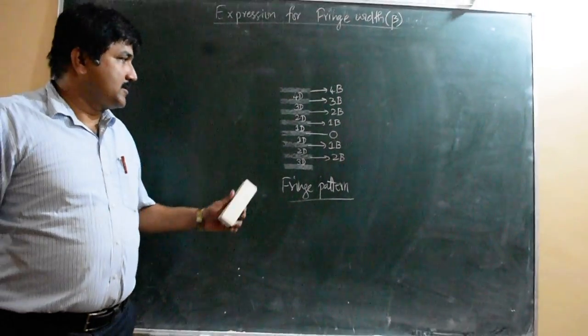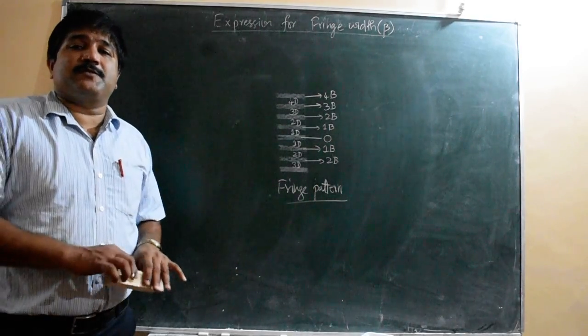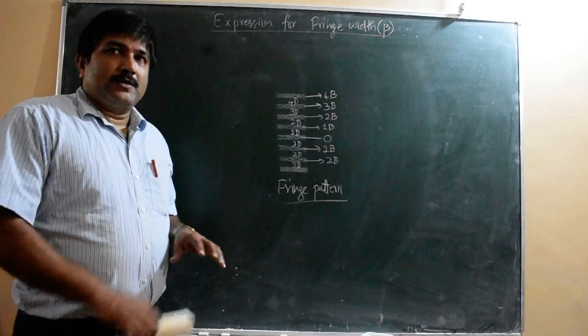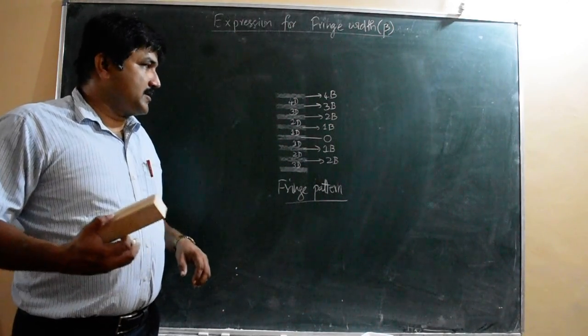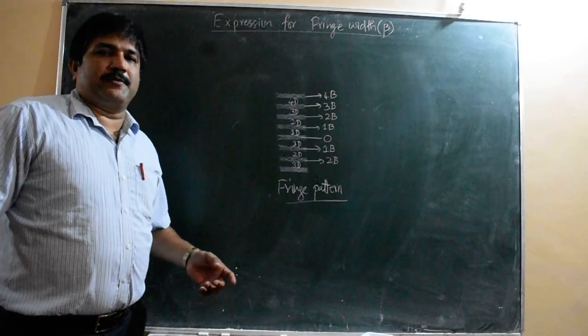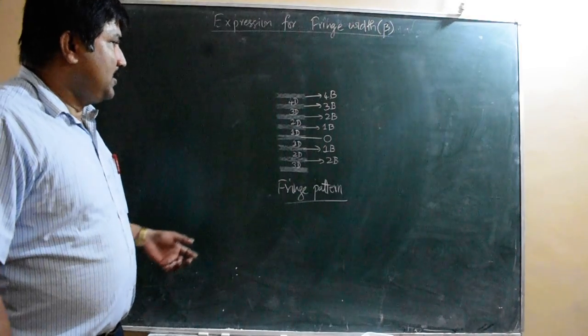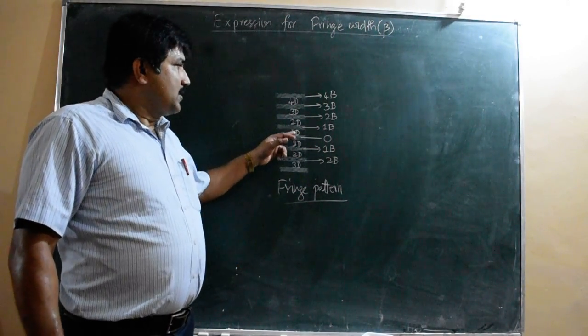Okay, dear students, today I am going to derive the expression for fringe width in Young's double slit experiment. In the last class, the previous session, I discussed Young's double slit experiment, also Young's experiment in the original version. The fringe pattern is as shown here.